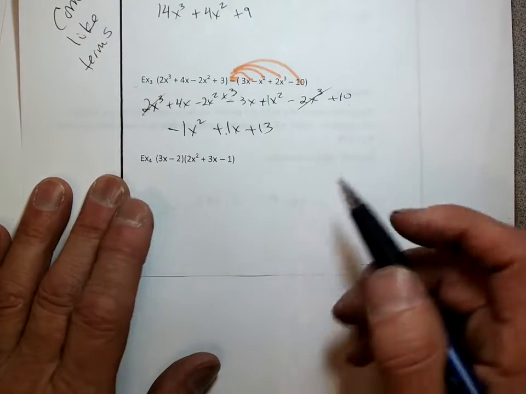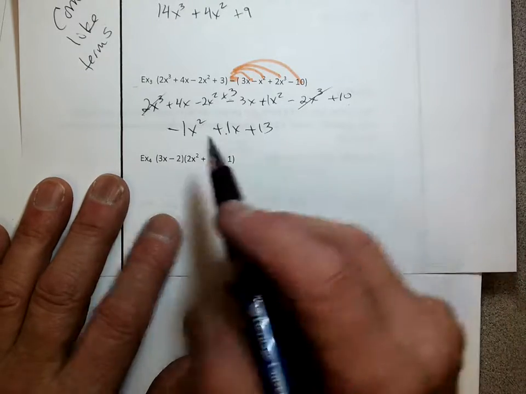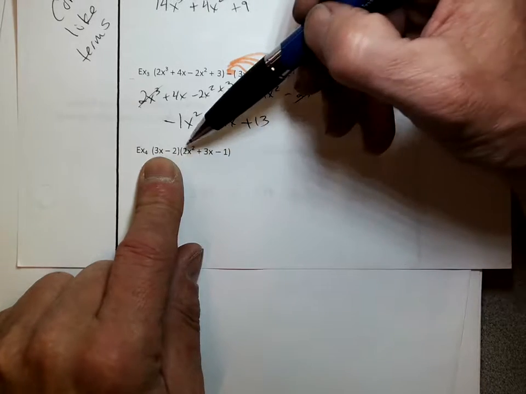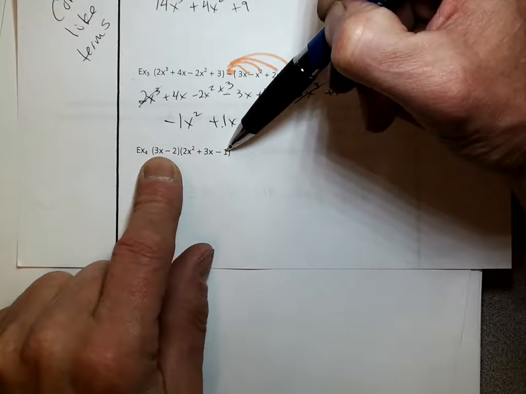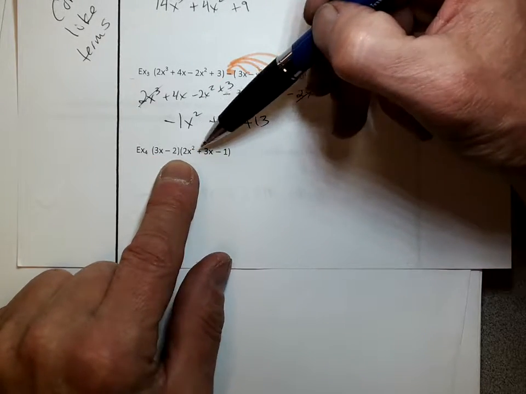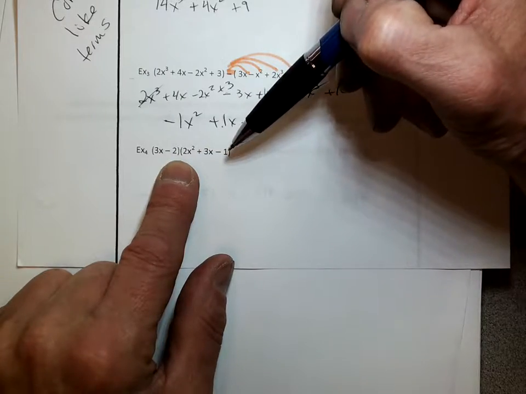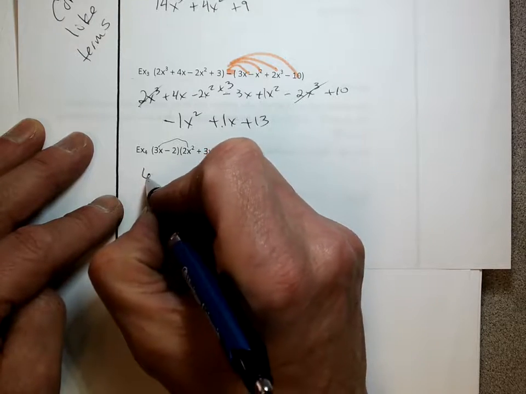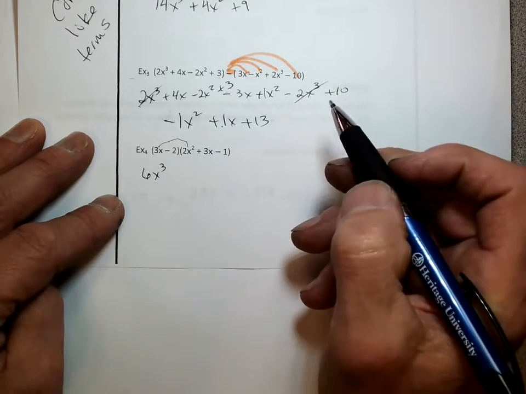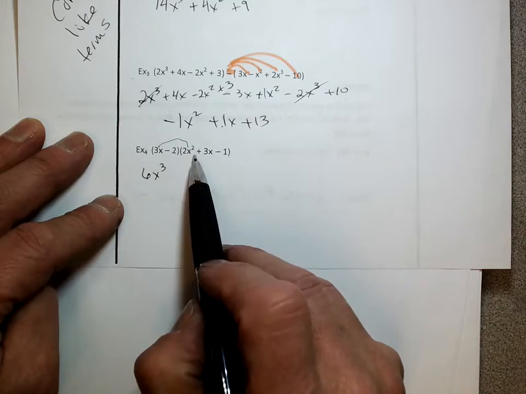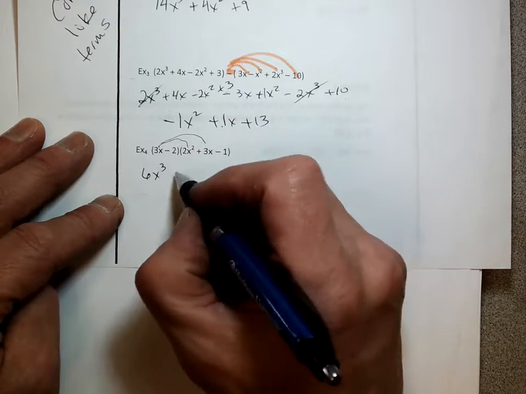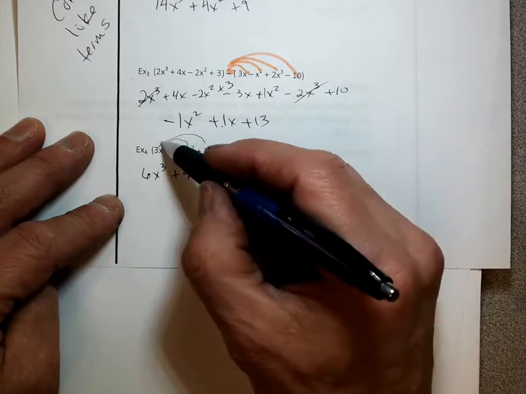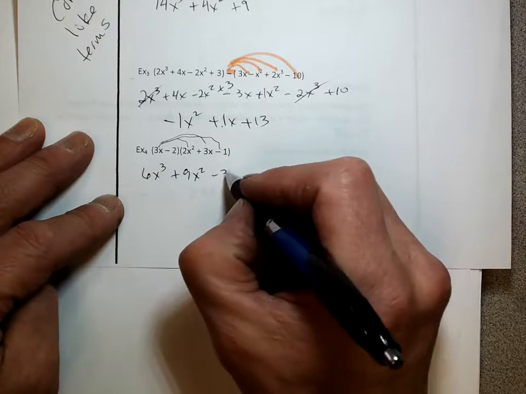We're going to FOIL, kind of FOIL. Let's really distribute. So we're going to take, and I'll say it and then I'll do it, the 3x times all 3 of these terms. Then we're going to take the negative 2 times all 3 of these terms, okay? So you ready? 3x times the 2x squared is a 6x cubed, right? 3x times the 3x is a positive 9x squared. 3x times the negative 1 is a negative 3x.